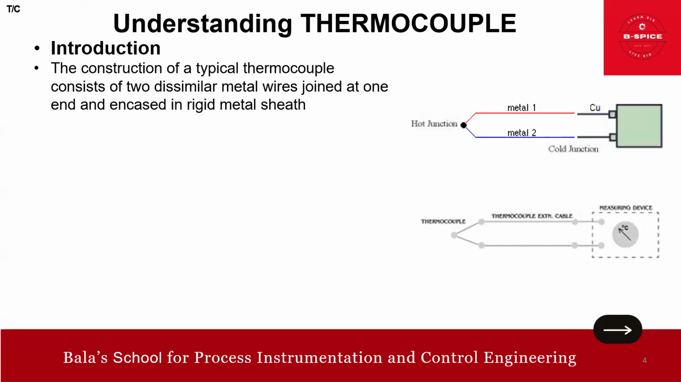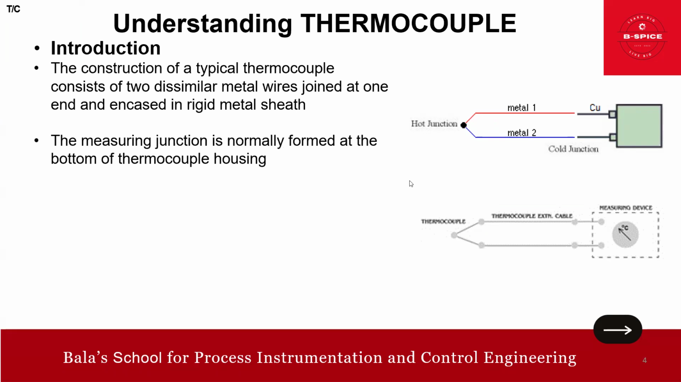A few more to add on the intro part. The construction of a typical thermocouple consists of two dissimilar metals joined at one end in a rigid metal sheath. The measuring junction is normally formed at the bottom of the thermocouple housing. This is the hot junction, called the measuring junction. This is the cold junction, called the reference junction.